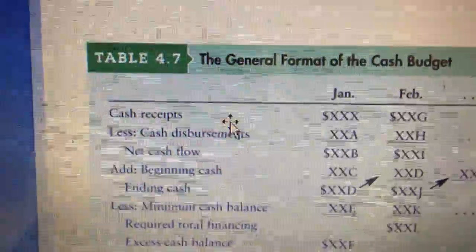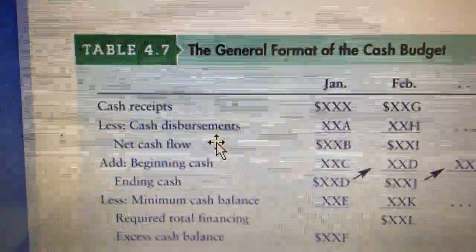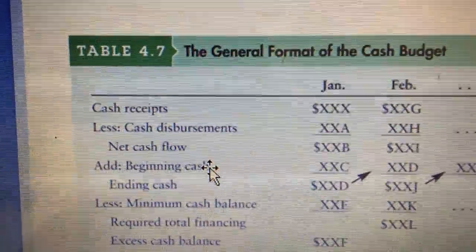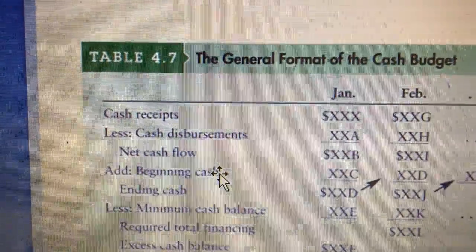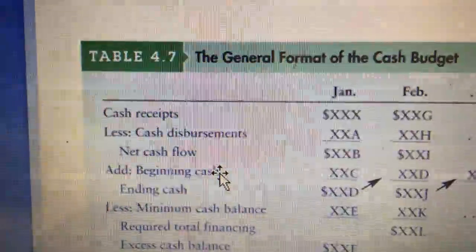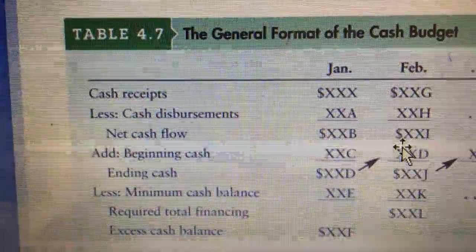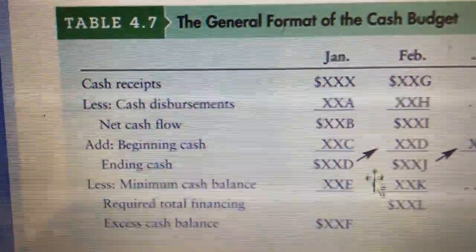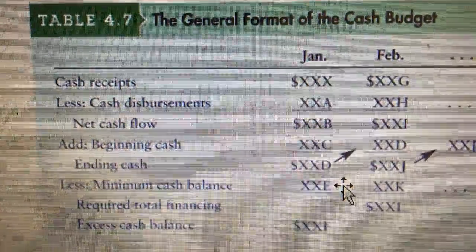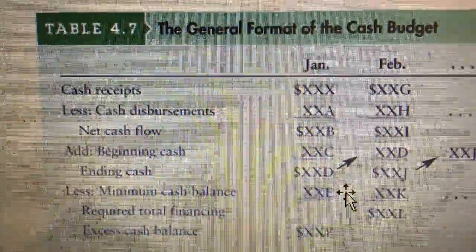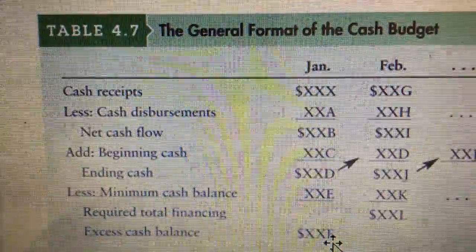You have your receipts, you subtract your disbursements. That gives you your cash that's coming in from operations. You take your beginning cash balance that you started with for that month, just like you would in a checking account, and then your ending cash balance would be derived from that. And notice how that ending balance becomes your beginning balance in the next month. Sometimes companies want to keep a minimum amount of money in the checking account, and that's maybe for loan purposes, so you have to subtract that out. If you have excess cash, you can decide what to do with that.